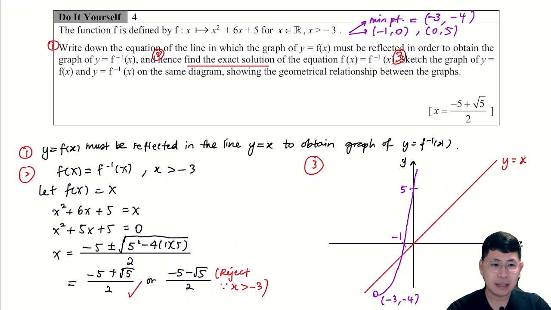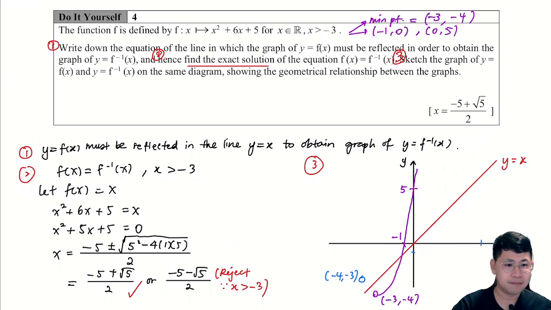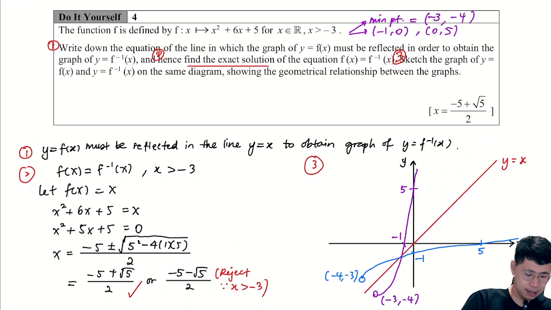Okay, so similarly, if we want to flip or reflect this along the line y equals x, the x and y coordinates will swap, right? So this x-intercept will become the y-intercept over here. This y-intercept will become the x-intercept over there. Okay, something like this. And for this point, the x and y will change. So this one over here will now become negative 4 and negative 3, like this. Then I will need to pass through these 2 points over here. Okay, so something like this. Now here is y equals f inverse of x. This one over here is y equals f(x).